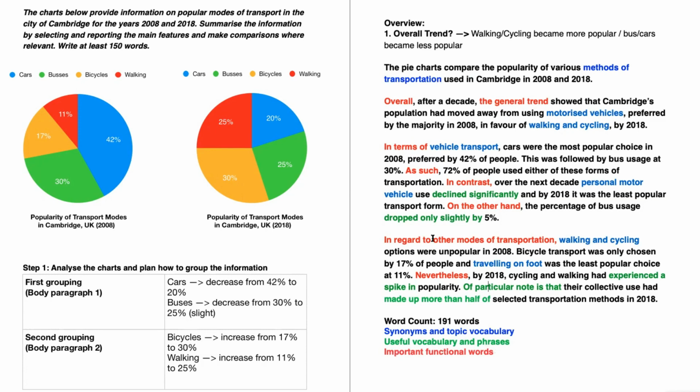Keep in mind, we've used our important functional words throughout, synonyms and topic vocabulary. We didn't really have that many to choose from, but remember that you can say motorized vehicles for buses and cars, really anything with a motor, walking and cycling, vehicle transport, personal motor vehicle for a car. And then for your vocabulary and phrases, make sure you understand when to use past perfect, especially when you've got two dates in the past. We've done that again in our last statement here. So again, we're talking about two dates in the past. So you'll have to use the past perfect to describe that.